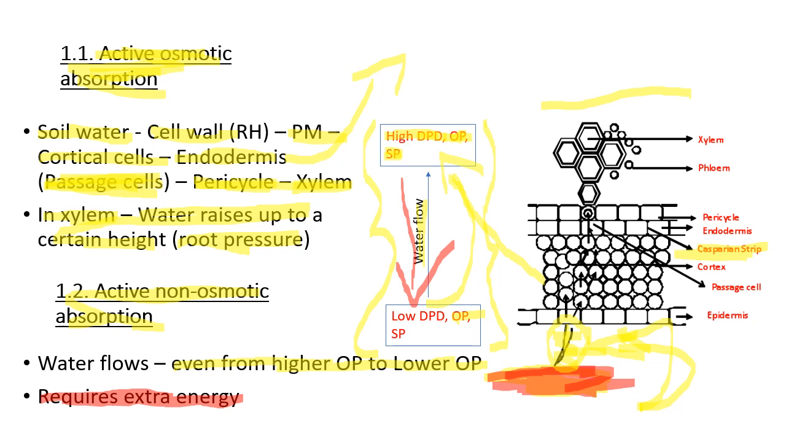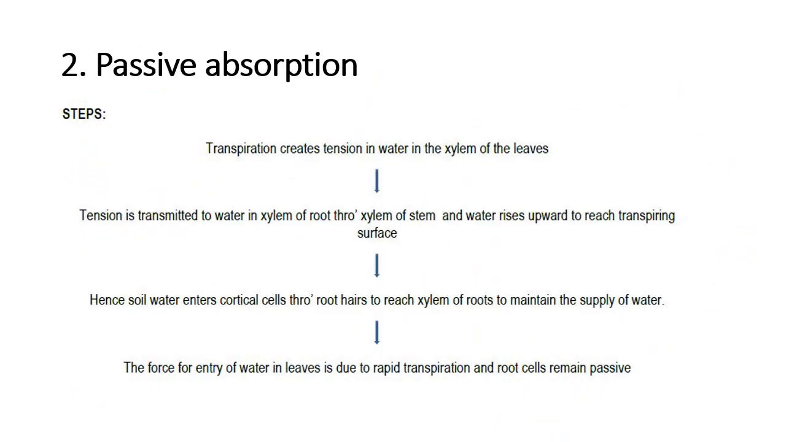Usually this soil region will have a lower osmotic pressure when compared to the region of root hairs. But in certain soil conditions such as alkaline or salinity, the soil will have a higher osmotic pressure than that of the root hairs. In such scenarios, this active non-osmotic absorption may take place.